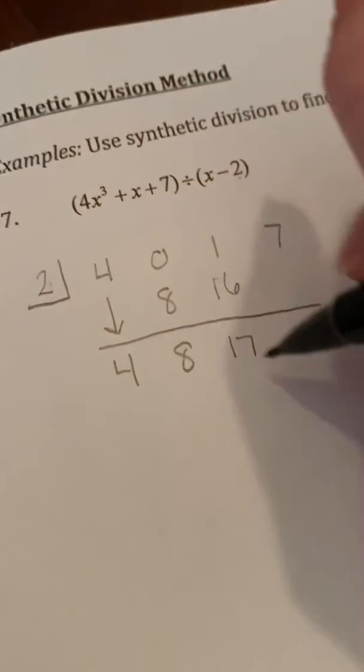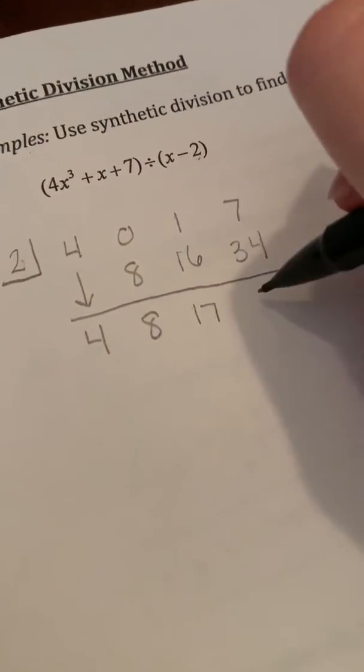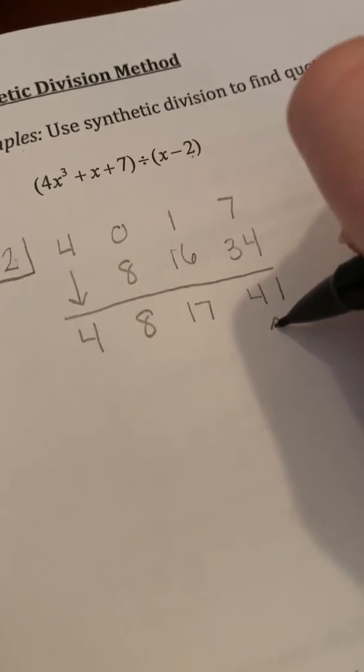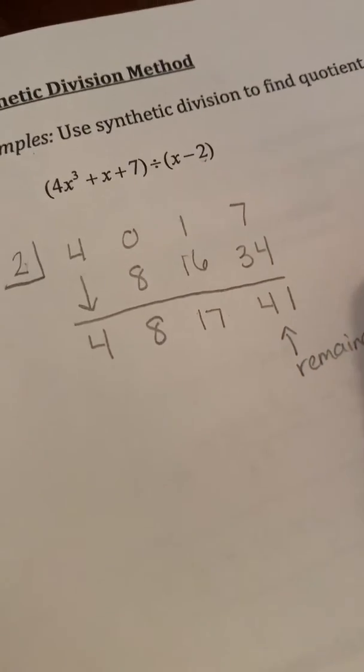Multiply again. 2 times 17 is 34. Add those together, and we get 41. This here is my remainder. So clearly it did not go in evenly.